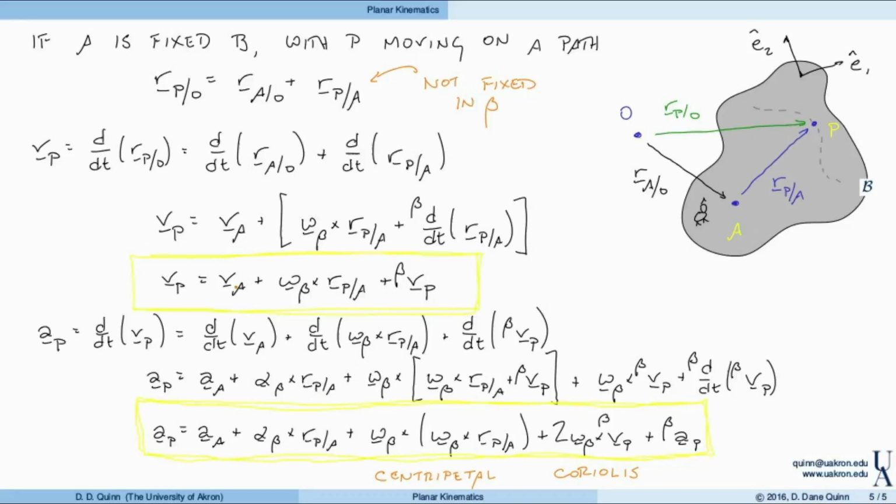So that's our discussion of planar kinematics, and of course we'll do some examples, and we'll later see how this is very important for obtaining the equations of motion for linear momentum balance and angular momentum balance for rigid objects.